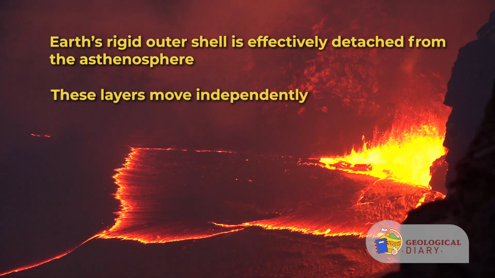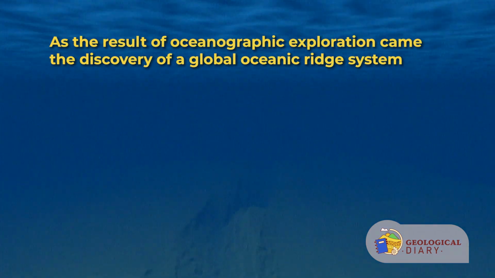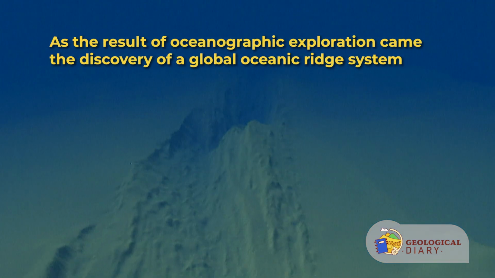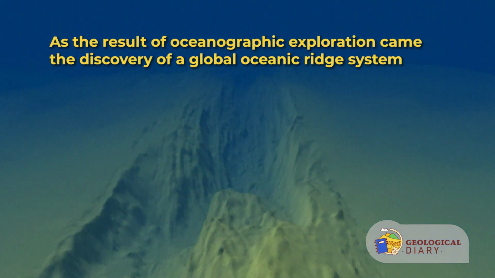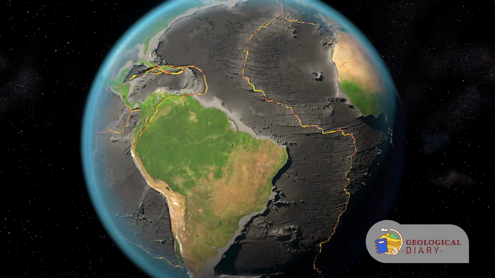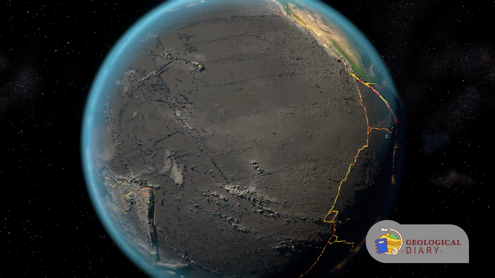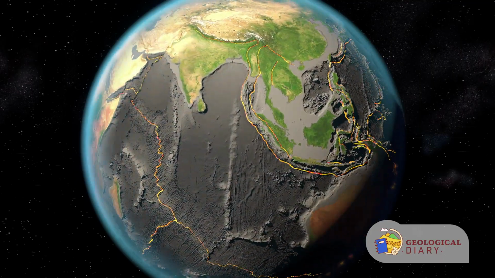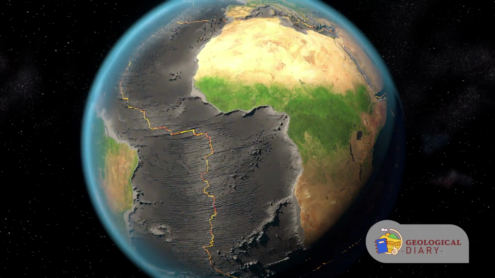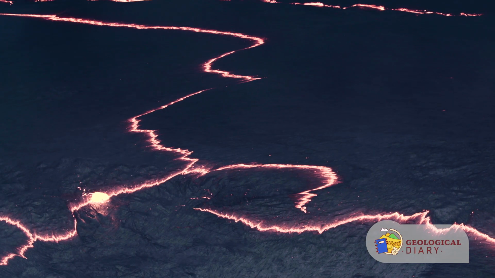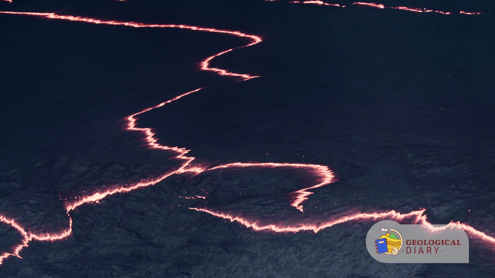In the second half of the 20th century, as the result of oceanographic exploration, came the discovery of a global oceanic ridge system that winds through all the major oceans in a manner similar to the seams on a baseball. They are part of the lithosphere, which is broken into about 24 segments of irregular size and shape called plates.